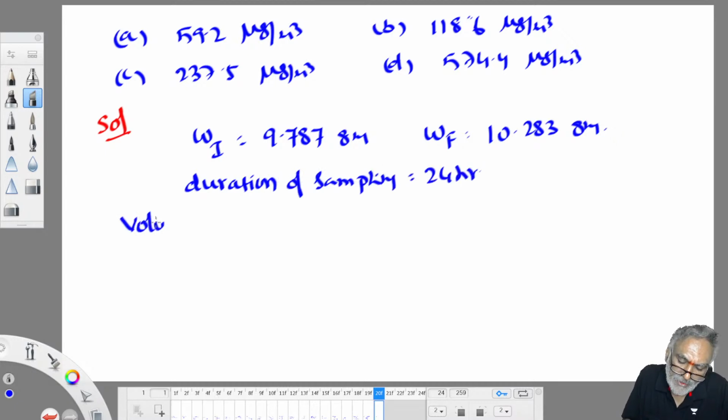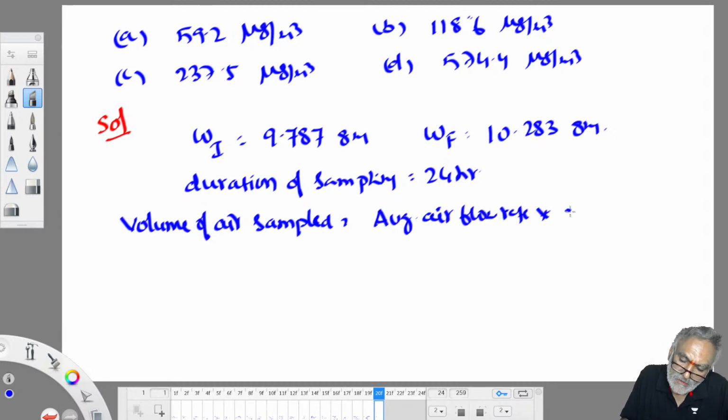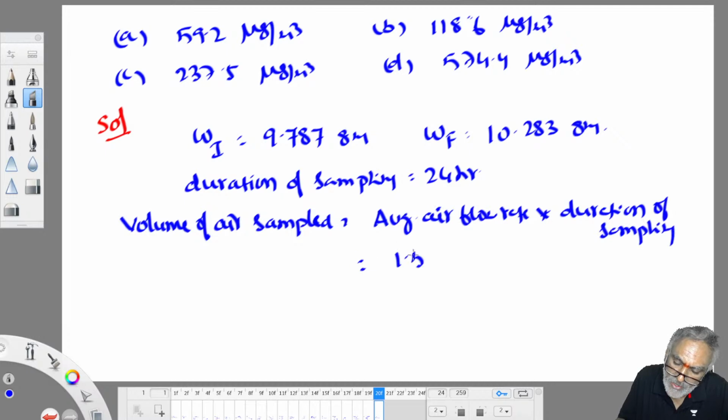So volume of air sampled is... it is declining linearly. So therefore I will take average airflow rate into duration of sampling. It is not maintaining constant throughout sampling. It is changing linearly. Therefore I take the average. Average airflow rate is 1.5 in the beginning, at the end it is 1.4. So average airflow rate into duration of sampling is 24 multiplied by 60.